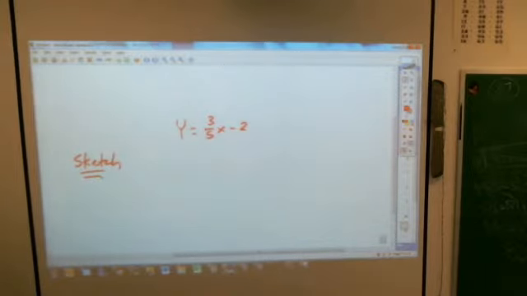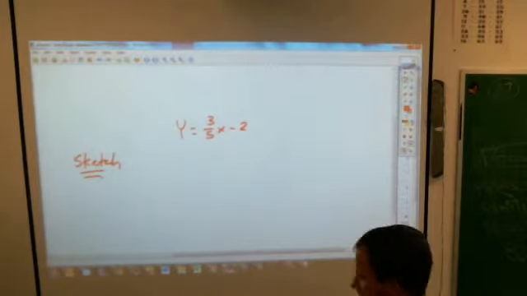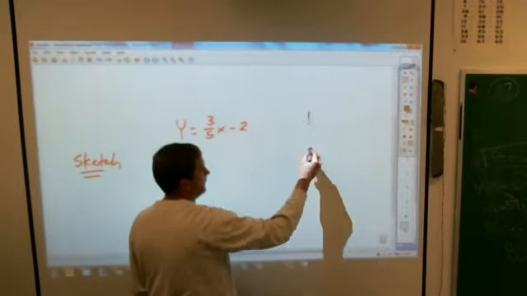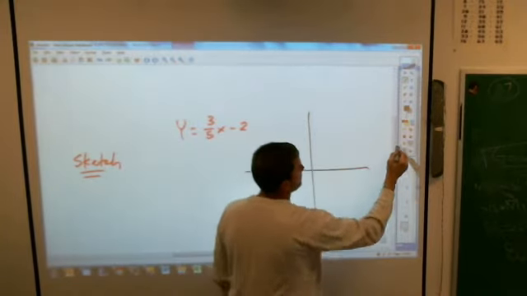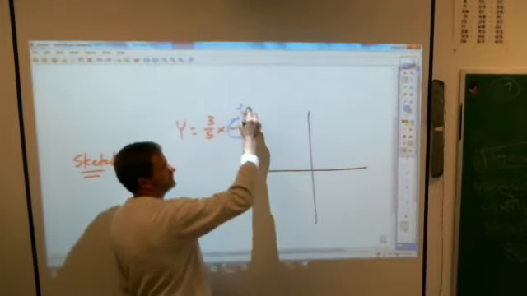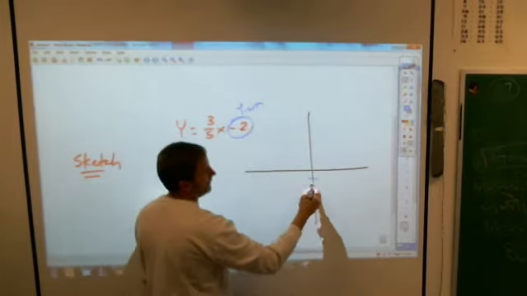Is that a negative 2? I don't think your y-intercept is negative 2 right here. So this then would be what that looks like. You have to keep your positives and your negatives straight. It crosses the y-axis at negative 2, that is right here.